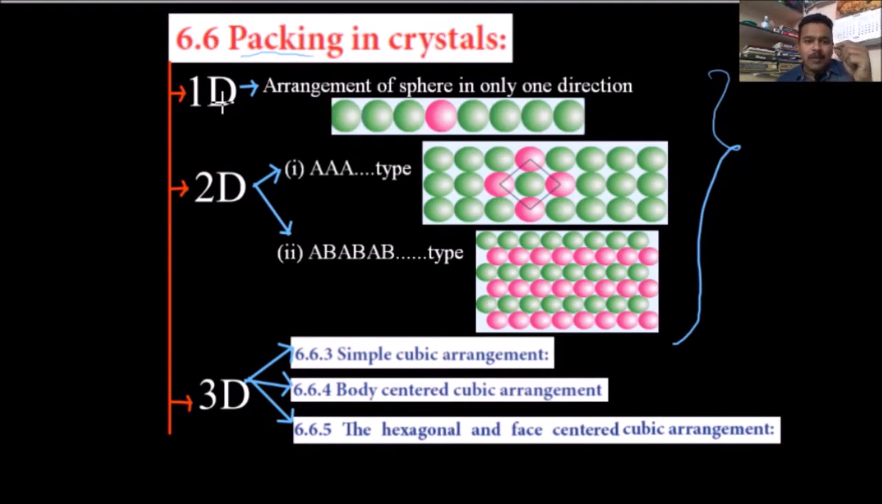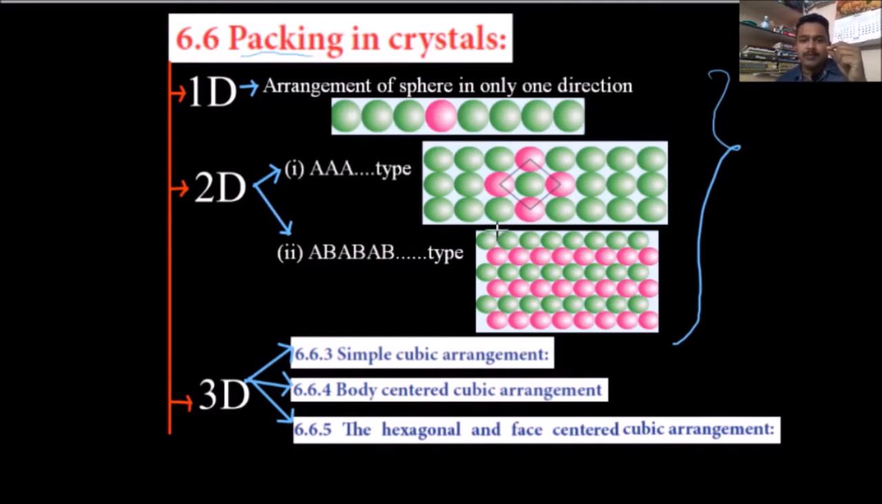What is one dimensional? These spheres are arranged in one direction. That is one dimensional packing, side by side. And in two dimensional packing, there are two types: one is AAA type, the other one is ABAB type.